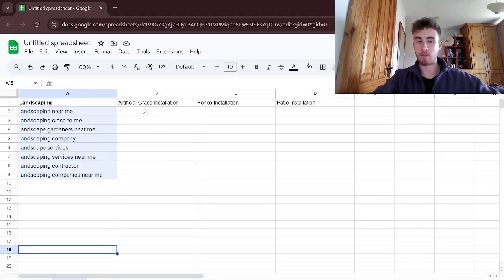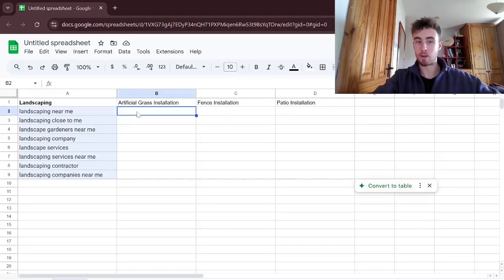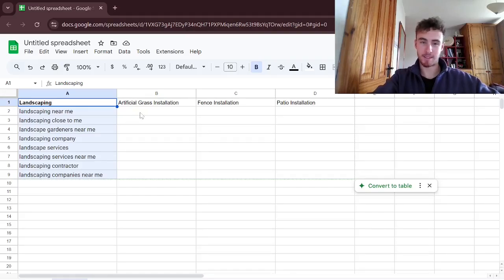And then it's really simple when you're targeting a few specific services, because obviously all of the artificial grass installation related keywords would go here, and same with fence installation and patio installation. Because instead of having your ads all related to landscaping and somewhat relevant, if somebody searches for artificial grass installation and they see an ad that says artificial grass installation, that's going to be a lot more relevant and more likely to be clicked on than if you were to put all of your keywords together in your landscaping ad group.